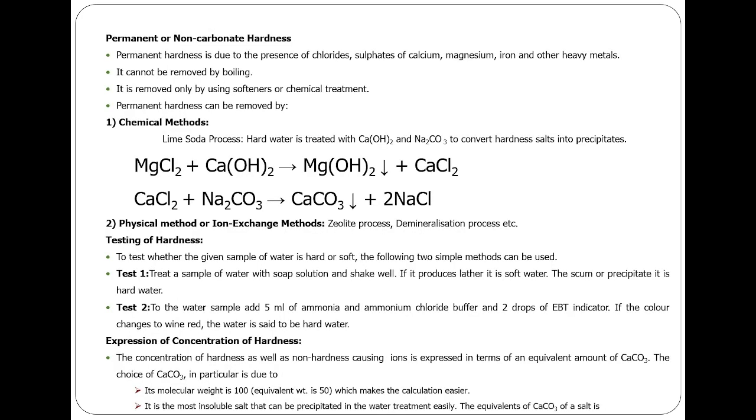The other one, permanent hardness, is also called non-carbonate hardness or non-alkaline hardness, and it is nothing but chlorides and sulfates of hardness. That means magnesium sulfate, calcium sulfate, magnesium chloride, and calcium fluoride are all responsible for permanent hardness. This cannot be removed by boiling, but it can be removed by the lime soda process, ion exchange method, etc.